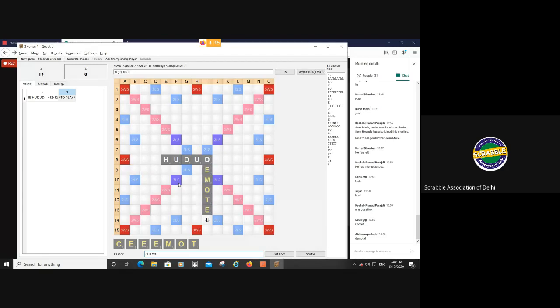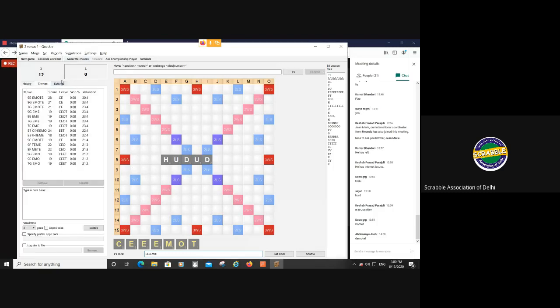DEMOTE. Yeah, that is also possible. But the idea is to get rid of the C as early as possible, but the computer doesn't think like that. Let's just see what the computer says are the best possible ways. So I'm just generating choices, and it's generating EMOTE for me, which is a 100% parallel play, getting me a 28 point. But it will also effectively block the board.